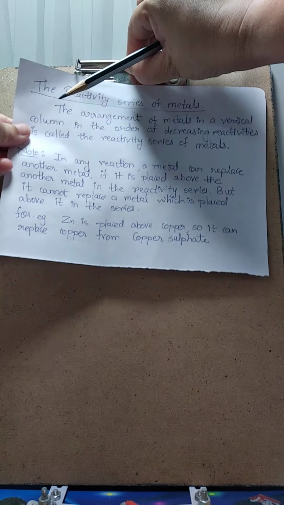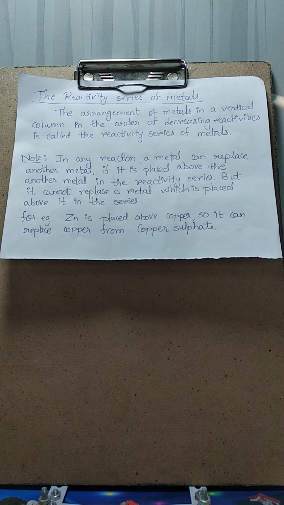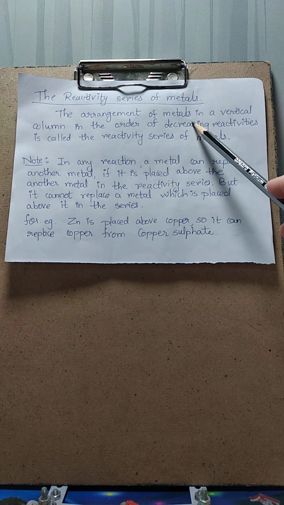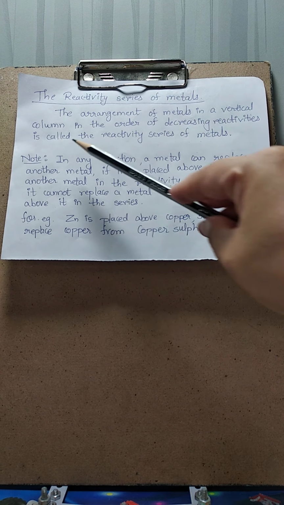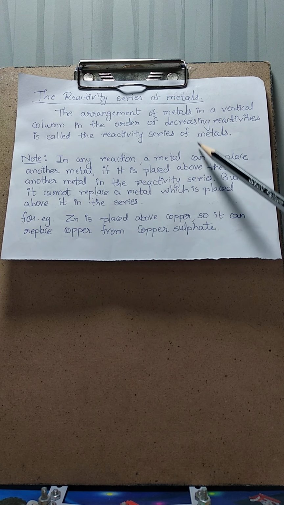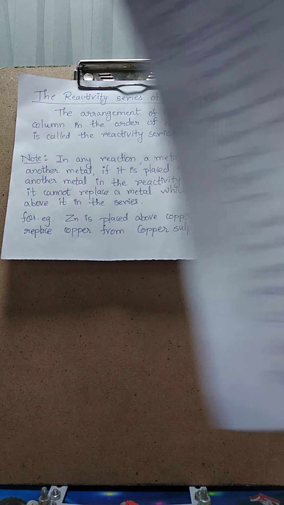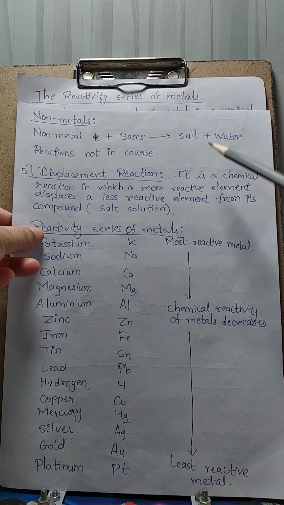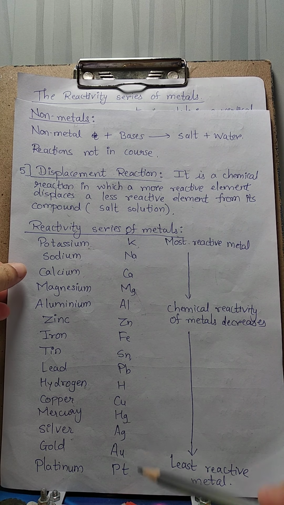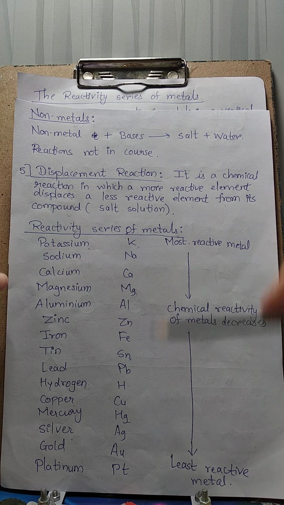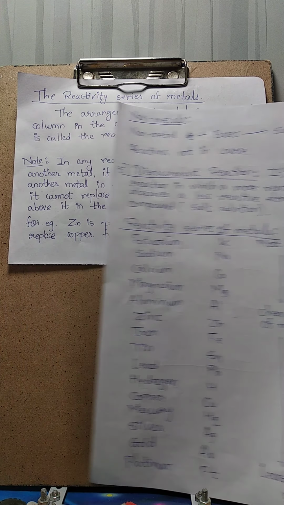What is a reactivity series of metals? The arrangement of metals in a vertical column in the order of decreasing reactivities is called the reactivity series of metals. See this. The elements are placed in a vertical column as per their decreasing reactivity. The most reactive is at the top, the reactivity goes on decreasing, and the least reactive metal is placed at the bottom.